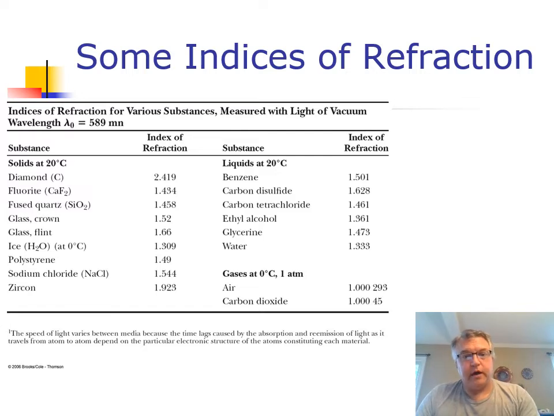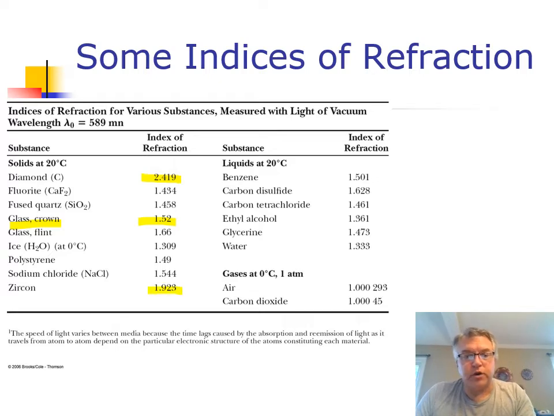So we have a diamond, which has an index of refraction of 2.419. We have glass, and there's different types of glass. We usually default to crown glass, which has an index of refraction of 1.52. So if I just say, and I try to be specific in most of the problems that I'm going to be giving you, but if I just say glass, you always default to crown glass, with an index of refraction of 1.52.